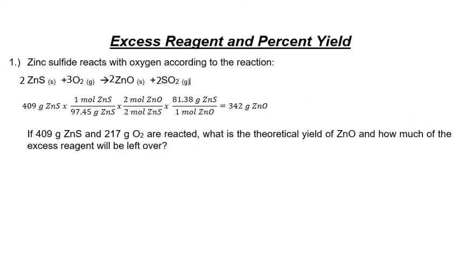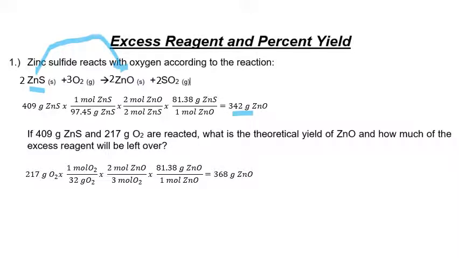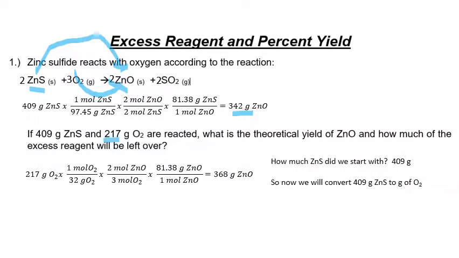Well, I'm going to go from grams of one reactant to the product. That gives me 342 grams to moles to grams. I'll do the same thing with the 217. I'm going to go boom to boom right there. And I can see that 342 is the smaller number. Again, so I look at this and I say, okay, well, this is my limiting reactant.